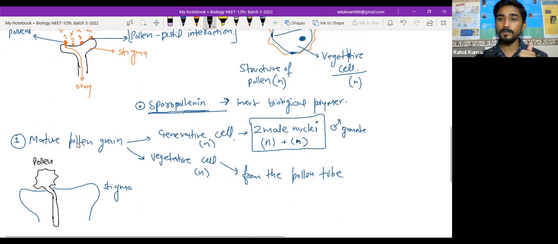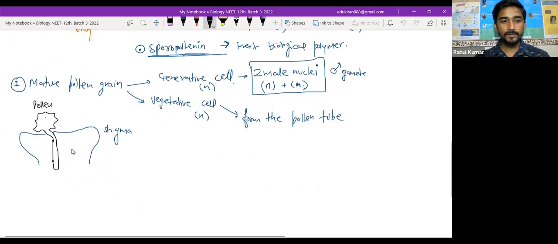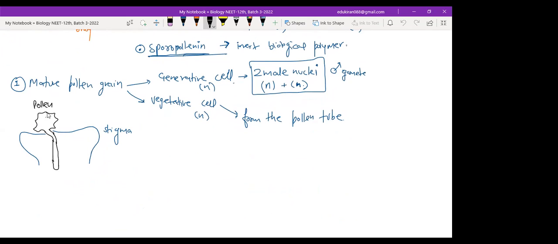Remember, I told you this in the first class, in the last class, I mean. Yes or no? This tube will go all the way down to the ovary. Say yes or no. Is it clear to you?